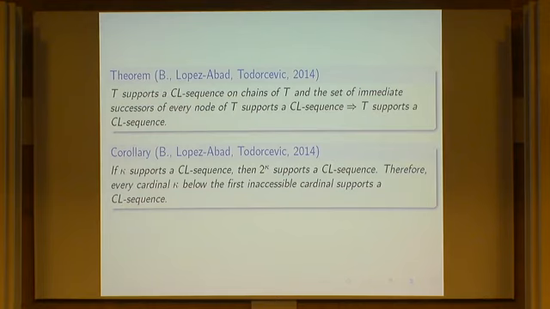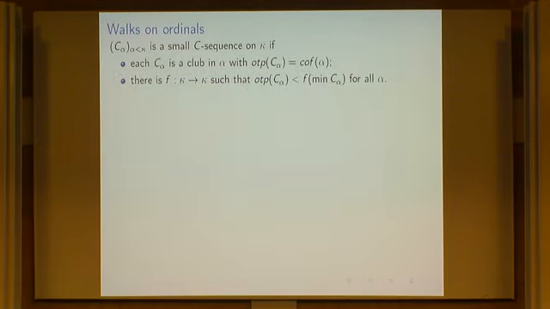Okay, so this is the result for the first inaccessible. And now let me say a few words about how we get the result below the first Mahlo. Suppose we have a small C-sequence on a cardinal kappa, meaning a family of C_alpha such that each C_alpha is a club in alpha with order type equal to the cofinality of alpha. So this is the C-sequence part.